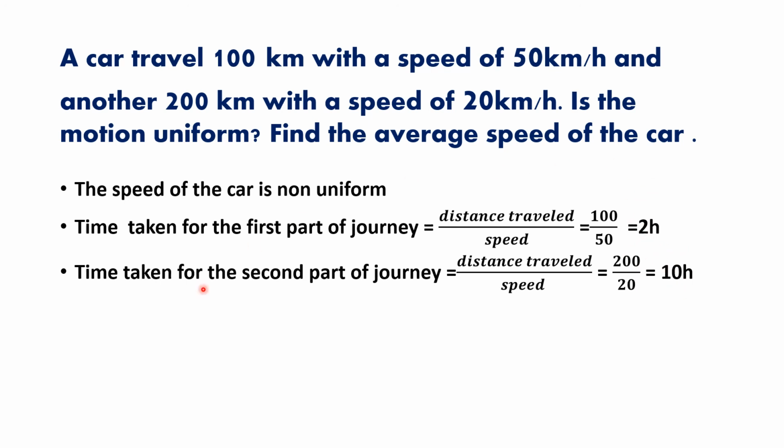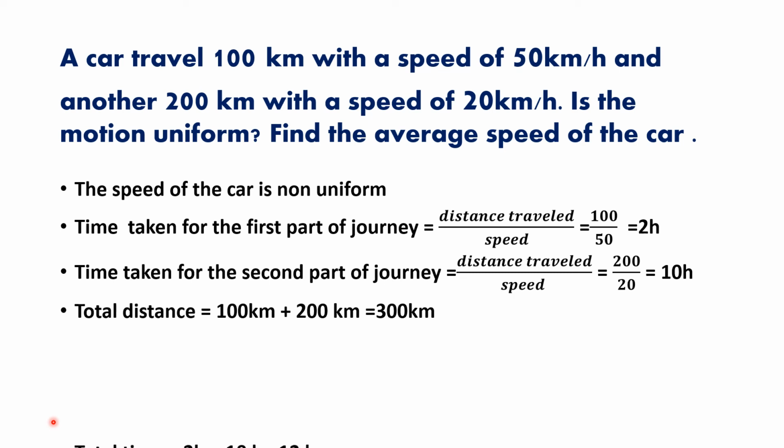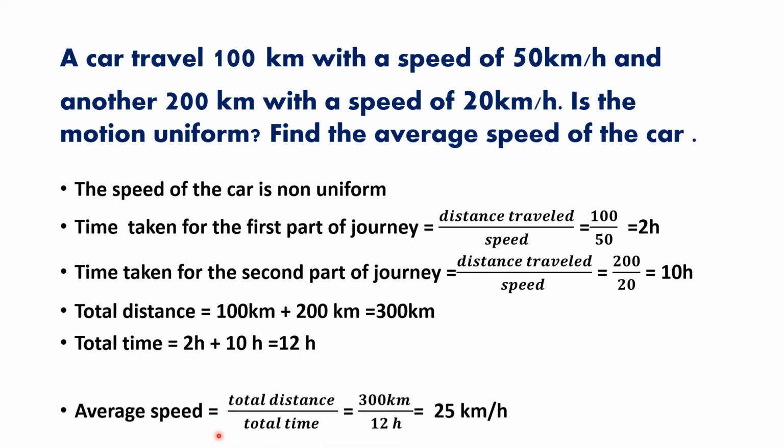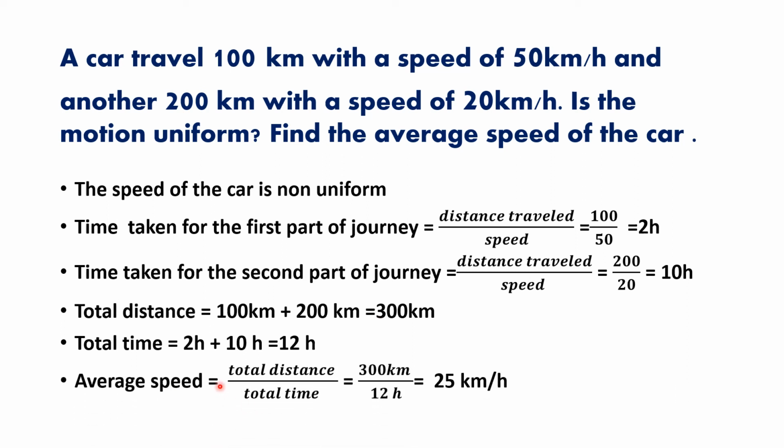Okay. Now let us see total distance. What is the total distance? So 100 kilometer first and then 200 kilometer. So 100 plus 200 is 300 kilometer. So that is the total distance. Now we are ready with the total time also and total distance also. Now we can use the formula for average speed. Average speed is equal to total distance by total time. So 300 by 12 and we get 25 kilometer per hour.